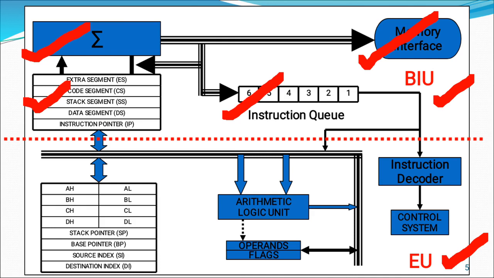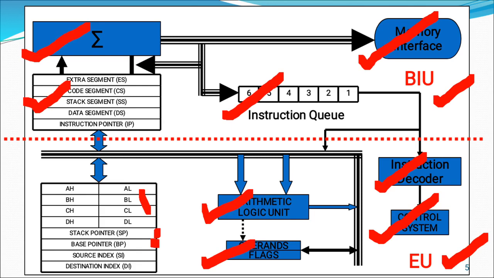Next, the execution unit. The execution unit is divided into general purpose registers, these four: A, B, C, D. These four are called general purpose registers, and stack pointer and base pointer, these two are called base registers. And next, source index and destination index, these two are called index registers. And here we have the arithmetic and logical unit, flag register, instruction decoder, and control system.